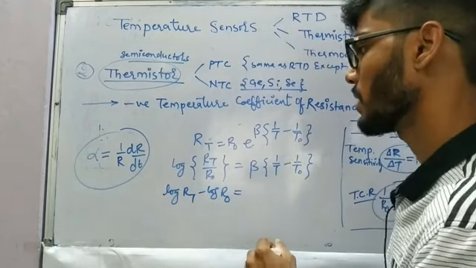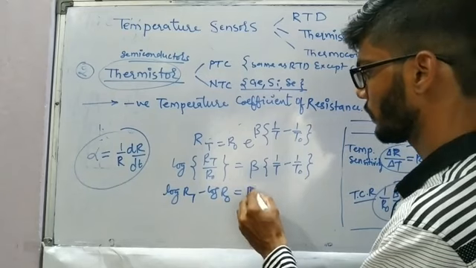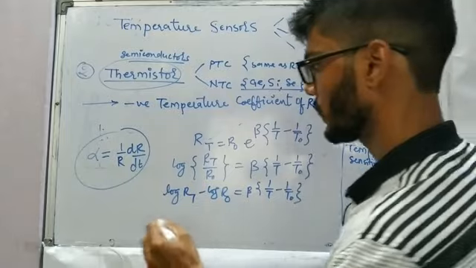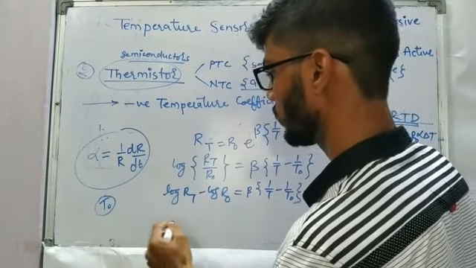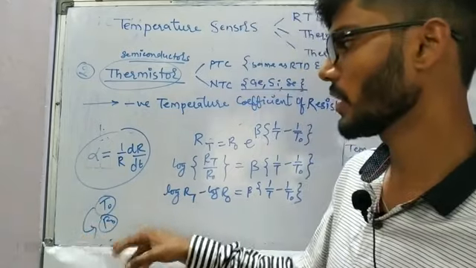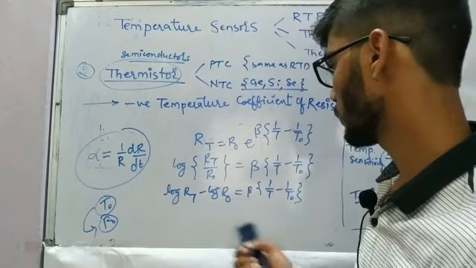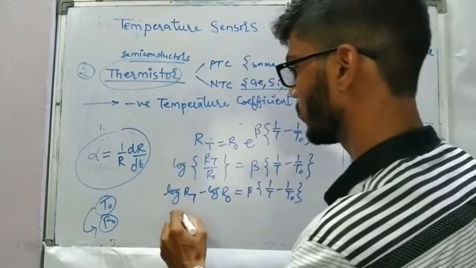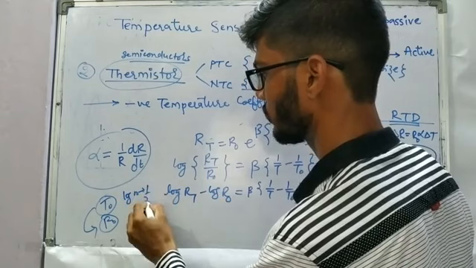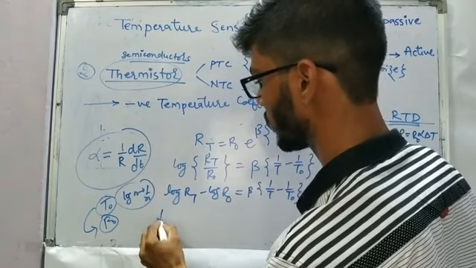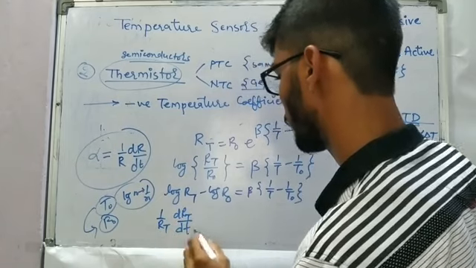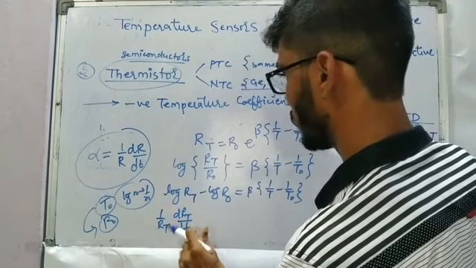So log of a by b is log a minus log b, and beta (1 by T minus 1 by T naught). So T naught is going to be a constant value, and R naught is also going to be a constant value, because the reference point T naught has constant resistance R naught. So let us differentiate both sides with respect to temperature. So differentiation of log x is 1 by x. So log RT gives 1 by RT into dRT by dT.